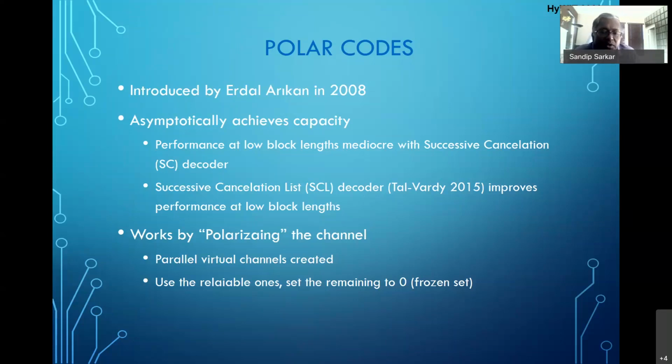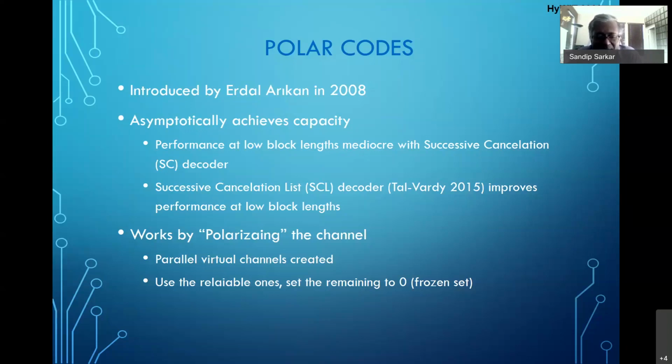Polar codes, which were introduced in 2008, are shown to asymptotically achieve capacity. At low block lengths, though, the performance is quite mediocre. So the original decoder that was used is a successive cancellation decoder, and the successive cancellation list decoder, introduced by Tal and Vardy in 2015, improves the performance at low block lengths. And this is really what led to it being introduced in the control channels of 3GPP, because the original thing that was there was very good for large block lengths, but not so good for small block lengths.